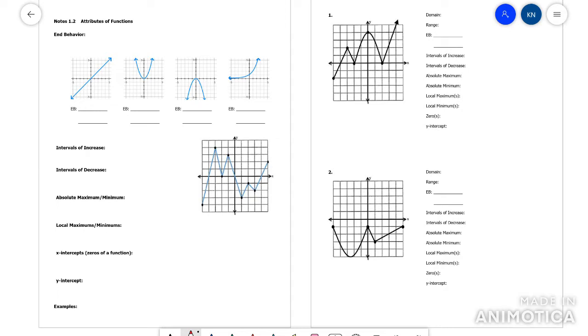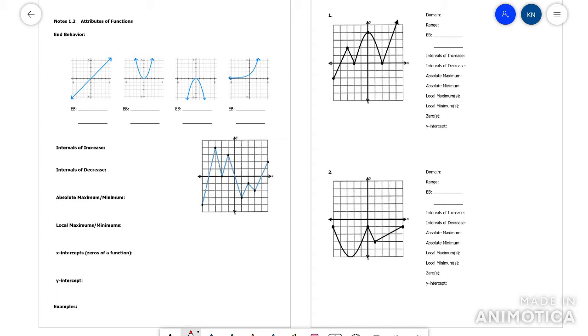The first thing on this page is end behavior. End behavior is not very difficult. Basically, what you want to do is say, if I go left, what happens to the line? If I go right, what happens to the line? And when you answer end behavior, generally you're answering with what's happening to the y values of the line. So this is kind of what you do.